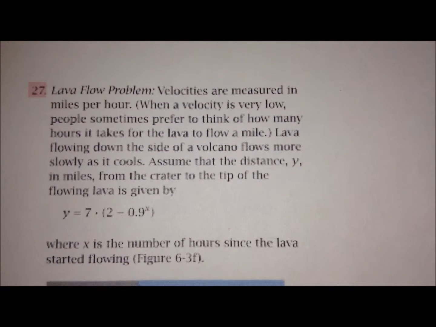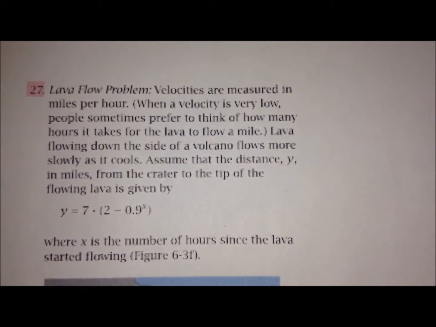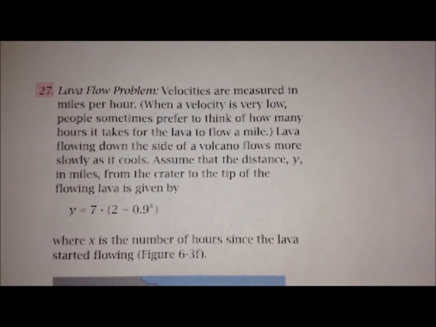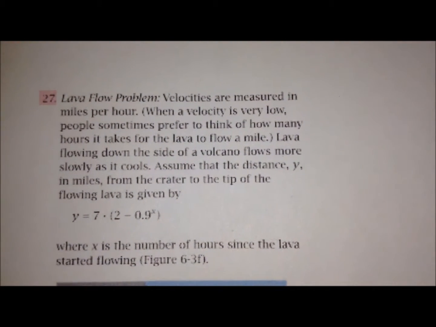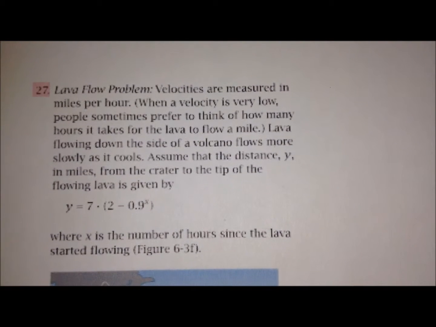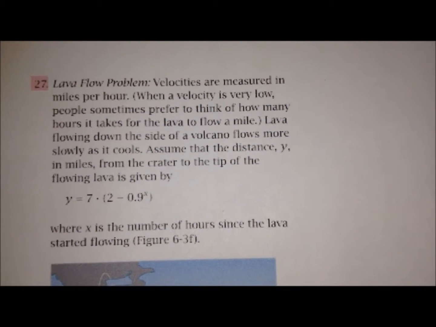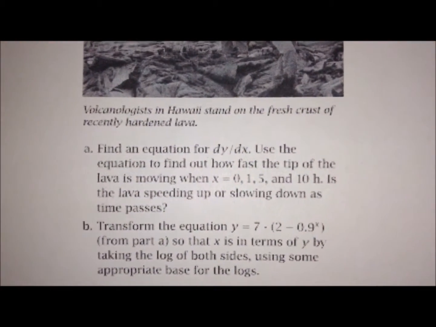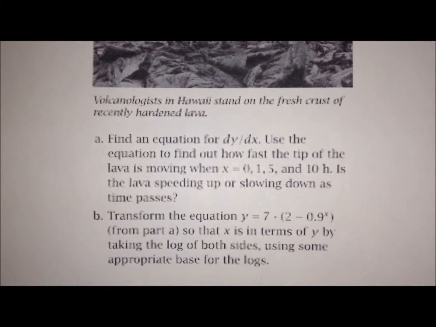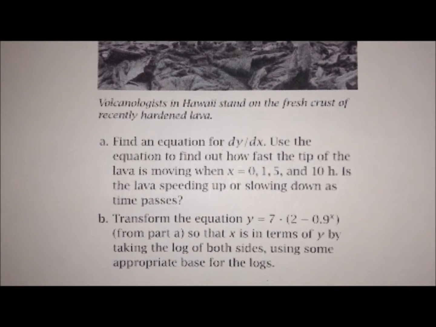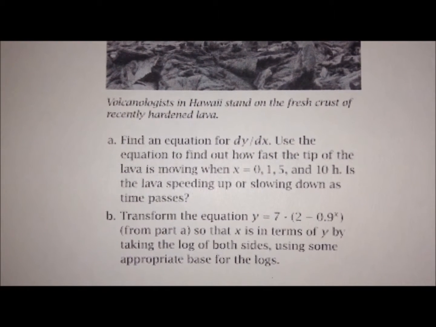Section 6-3, number 27, gives us the equation y is equal to 7 times the quantity 2 minus 0.9 to the x power as a function of lava flowing from a volcano, where x is the number of hours since the lava started flowing and y is the velocity of the lava. Part A asks us to find the derivative of this equation and then to find the speed of the lava at 0, 1, 5, and 10 hours.